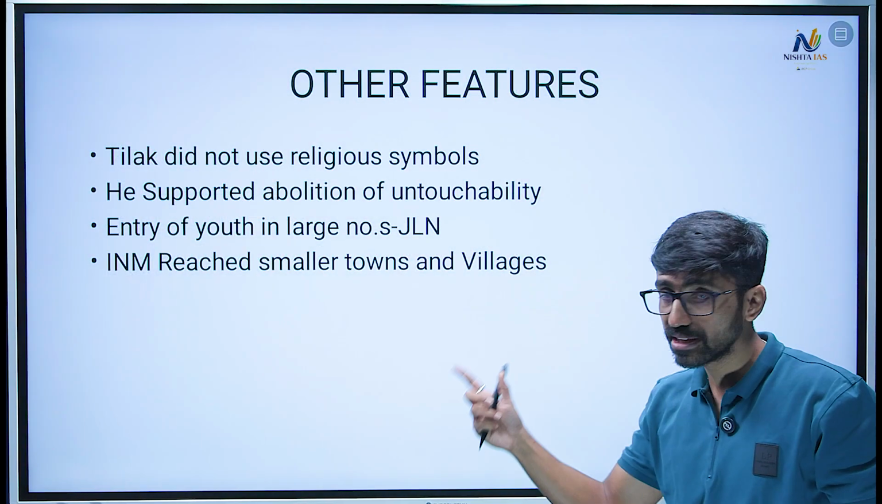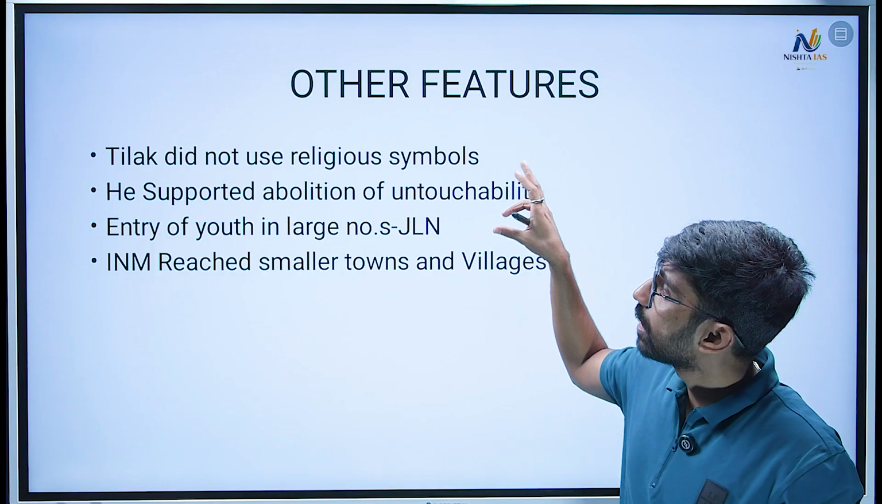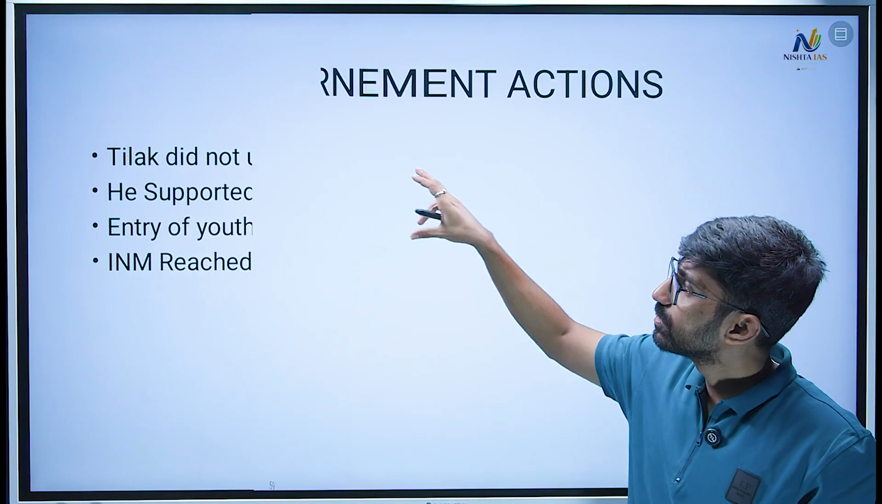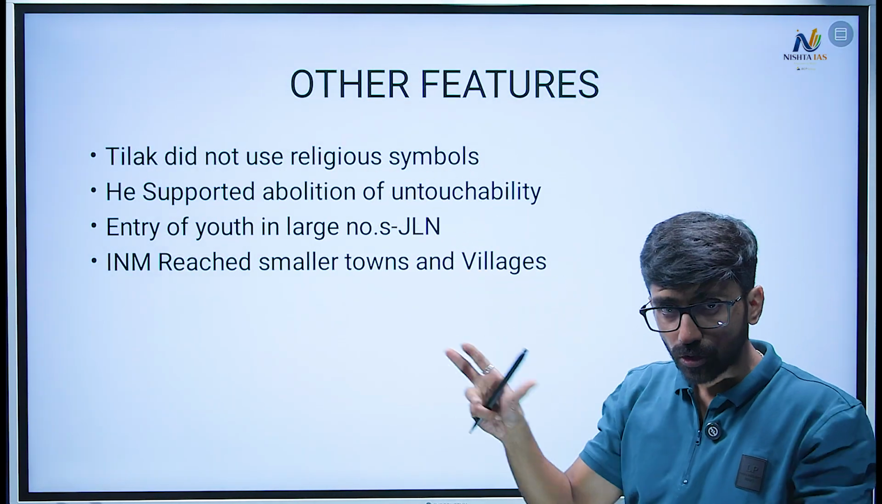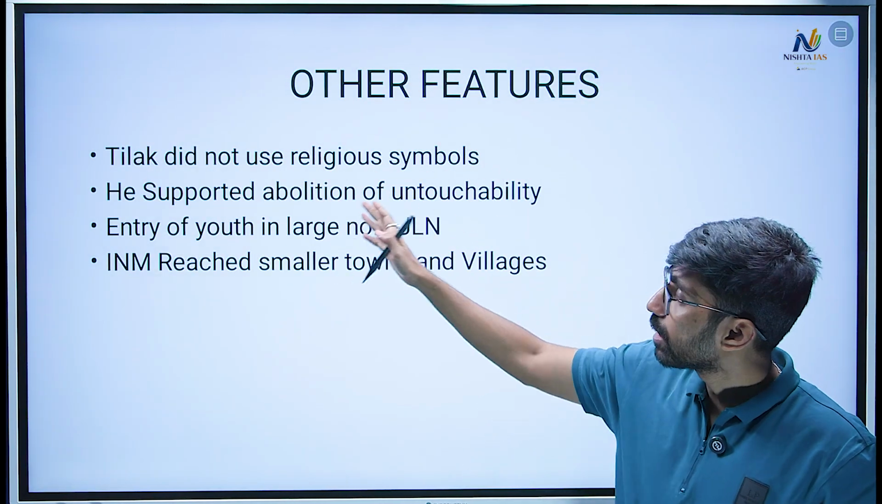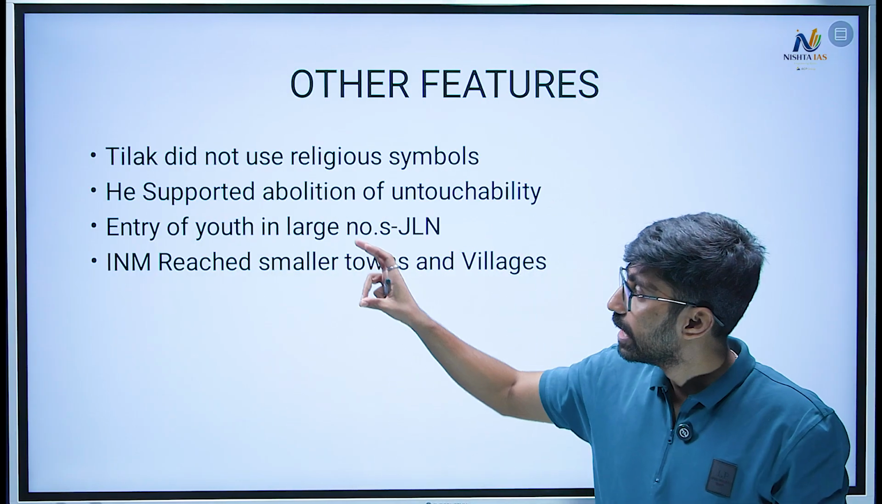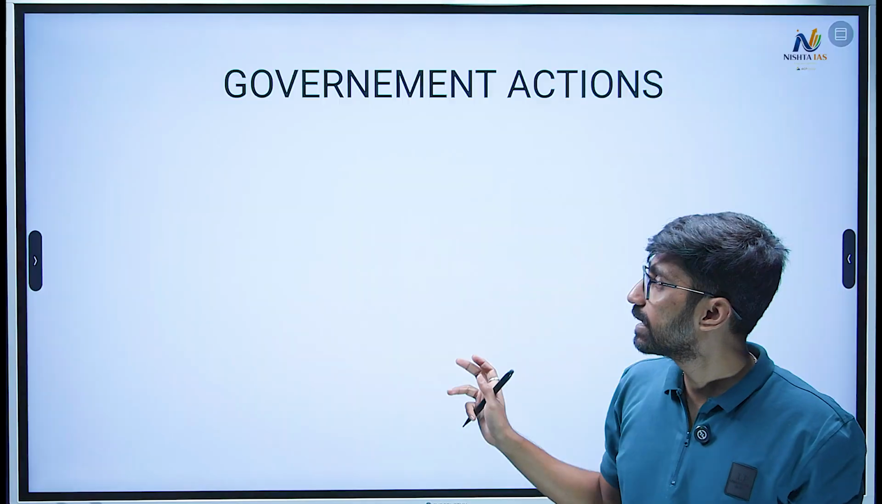Servants of India Society was established by Gopala Krishna Gokhale. And what are the other features of this one? Tilak did not use religious symbols to bring religious unity. He supported the abolition of untouchability. For the first time, he went beyond conservative viewpoints. Entry of youth in large numbers, particularly Jawaharlal Nehru. And Indian national movement.